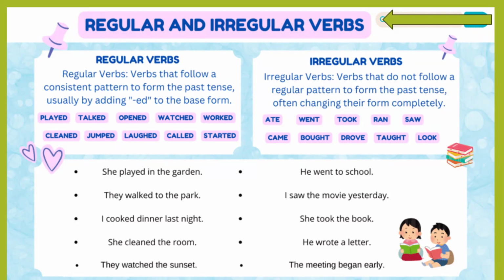She played in the garden. They walked to the park. I cooked dinner last night. She cleaned the room. They watched the sunset. So played, walked, cooked, cleaned, watched. In every verb, ed is added to the base form and it becomes the past tense, the past indefinite or past simple tense.